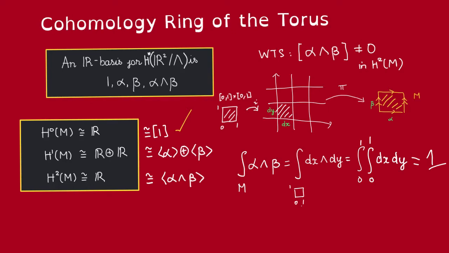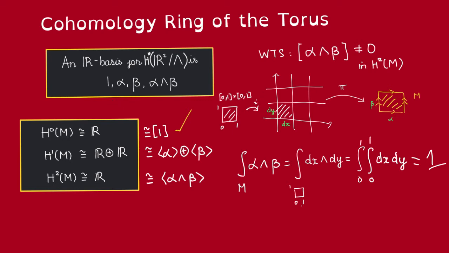So let us recap quickly what we were doing. We were trying to find the de Rham cohomology ring of the torus. To that end, first we want to study the vector space structure of this cohomology ring. Right, so we started with finding a real vector space basis for this cohomology ring. We defined the one-forms alpha and beta on the torus to be such that their pullbacks are the forms dx and dy on R2.